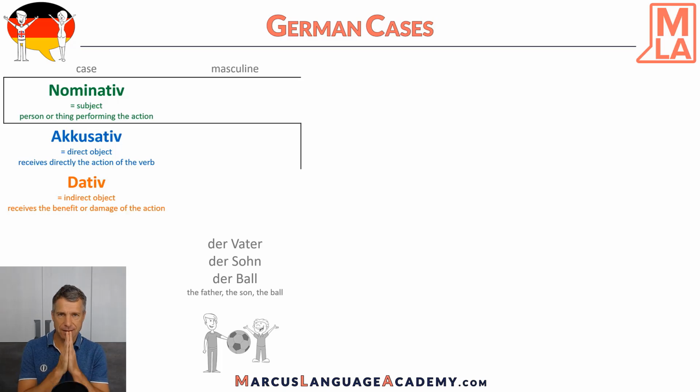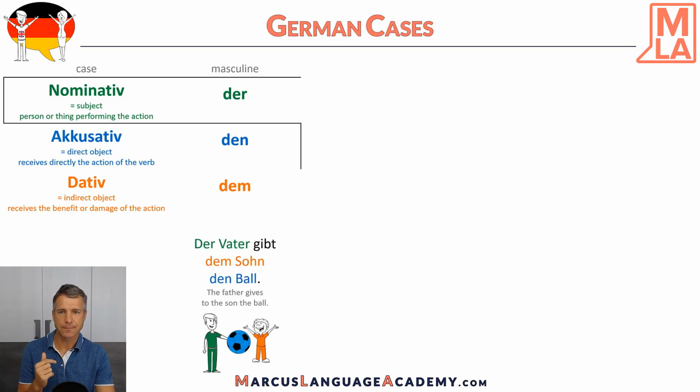Now I'd like you to say a sentence with those three words. I'd like to say, the father gives the ball to the son. So how do you say this? Let's see. Der Vater gibt dem Sohn den Ball. So the father gives the son the ball. In English you would say to the son, but we don't need to because we have the dative case here, and so no preposition is needed.